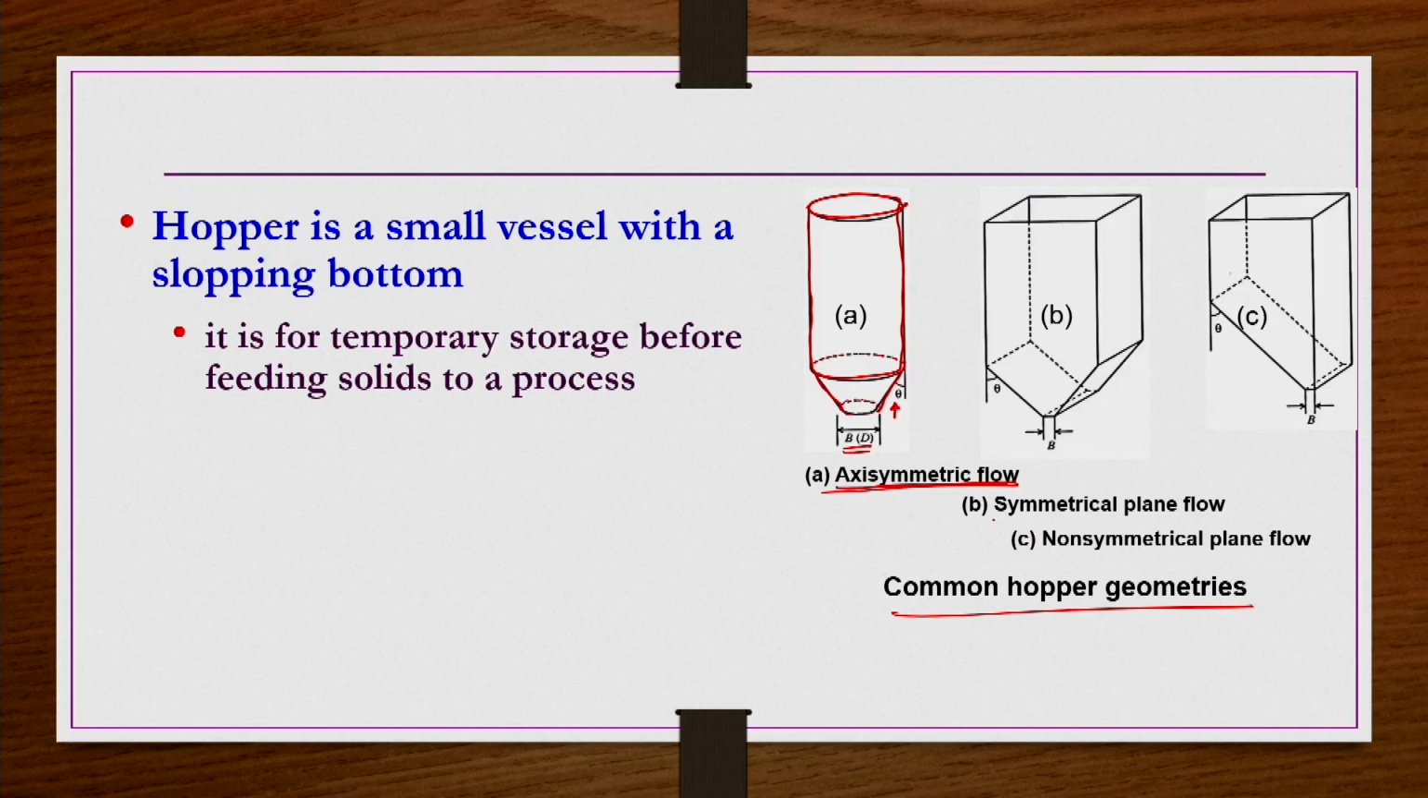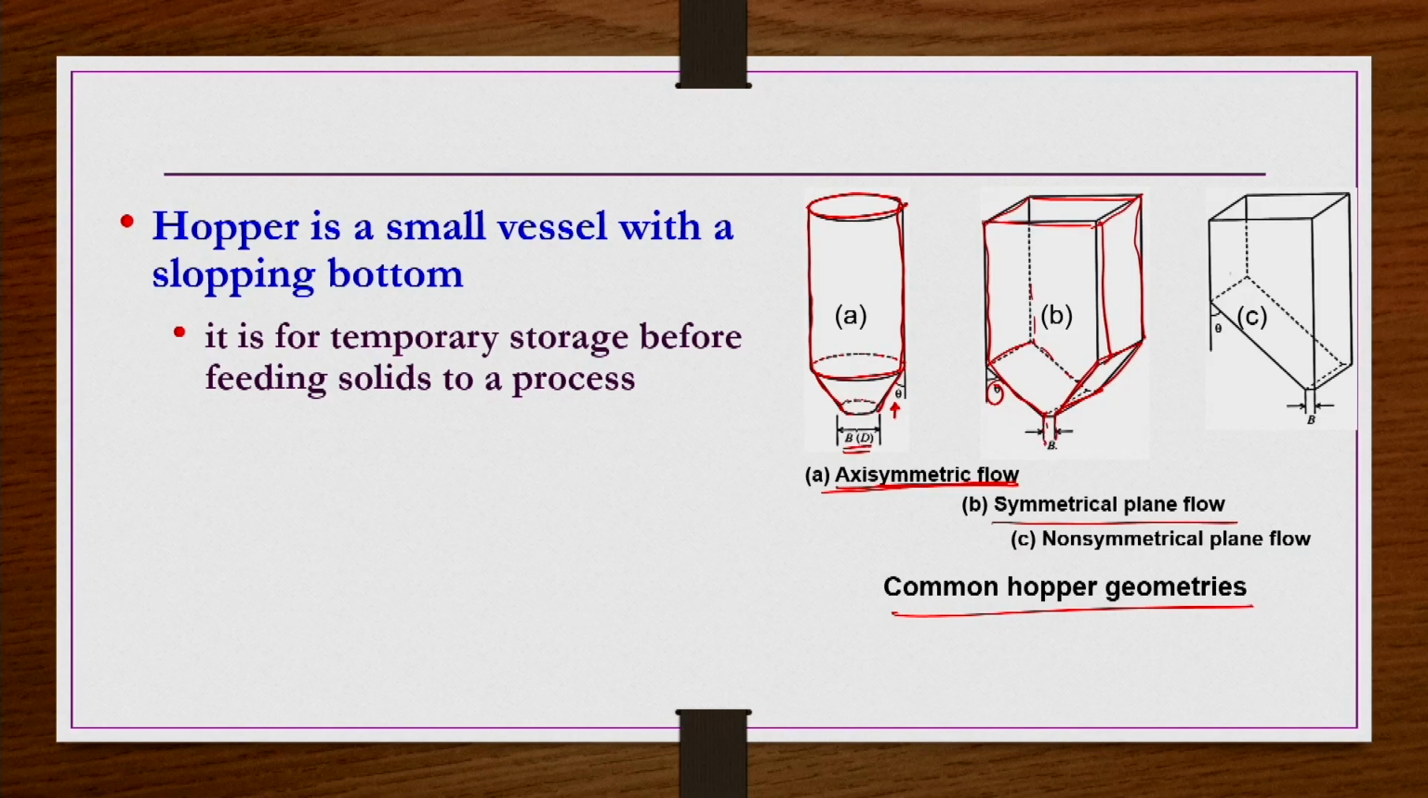Then, symmetric plane flow. Here we have a rectangular container. We have already seen that equipment used for storage is not necessarily always cylindrical; it can also be rectangular, something like this. These rectangular containers have an opening at the bottom, right. Here also this angle is there. Again it is symmetric, that is, the opening is at the center.